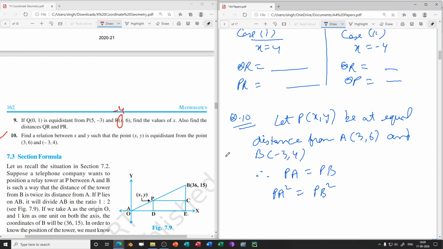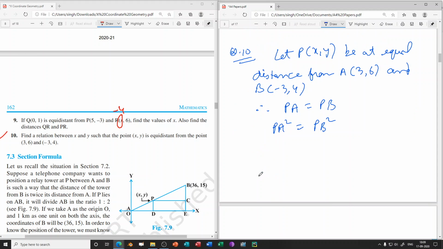So now what we will do, just we will find the difference of the x coordinate of P and A. So what is P here? P is xy, and what is A is 3, 6. So difference of x coordinate will be x minus 3. This will give us x minus 3 whole square plus difference of y coordinate is y minus 6. So y minus 6 whole square equal to, now that is PB square.